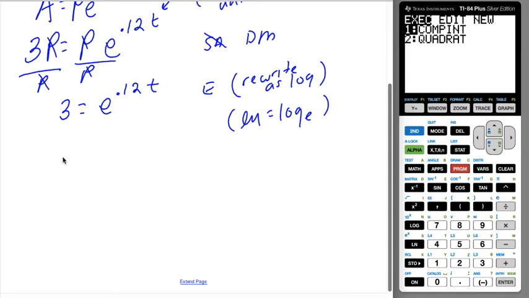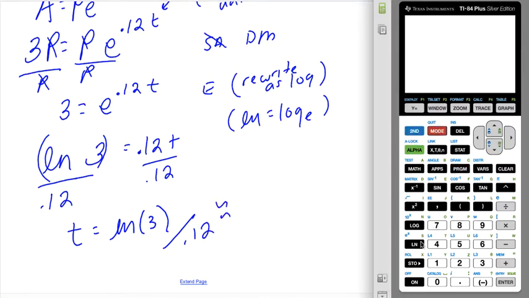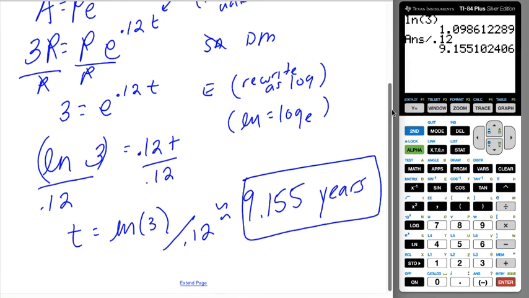So essentially, if I rewrite this in log form, log base e, e to the 0.12t should give me the stuff inside the log. So natural log of 3 is 0.12t. Keep in mind natural log of 3 is a number. If I divide both sides by 0.12, I get that t is natural log of 3, which I'll put in my calculator, divided by 0.12. I get that it's going to take 9.155 years. That's how long it'll take my investment to triple.